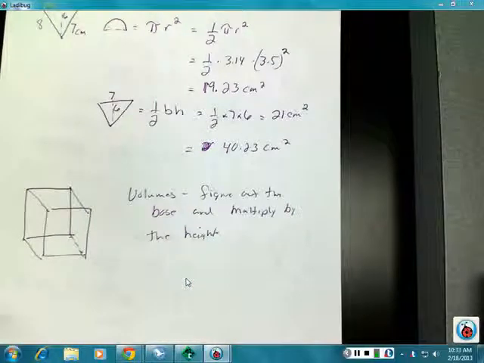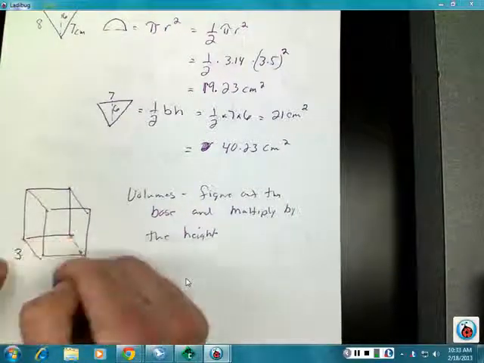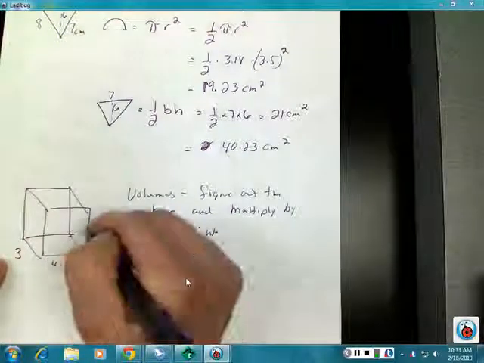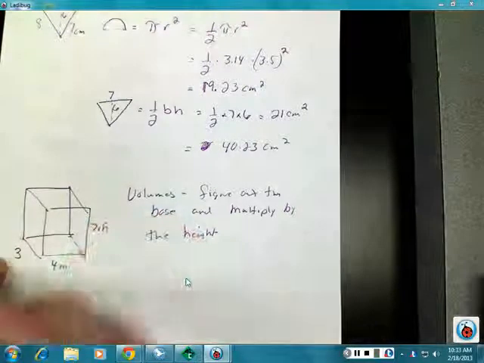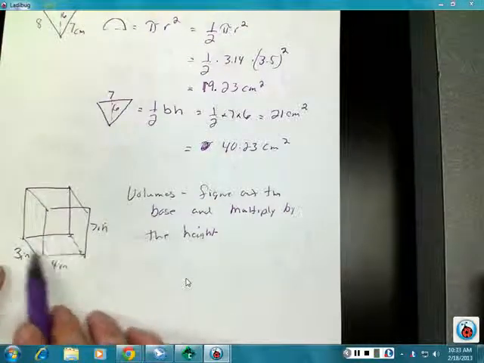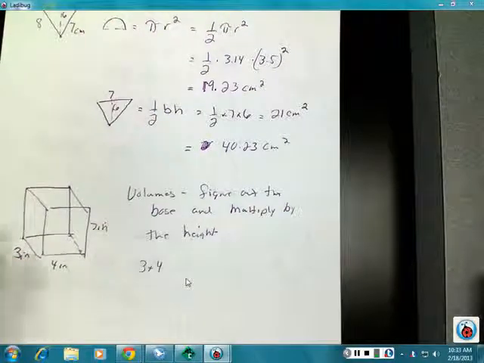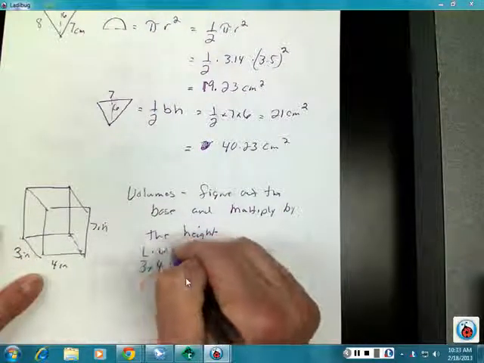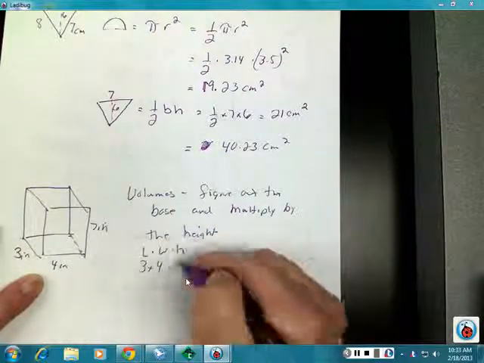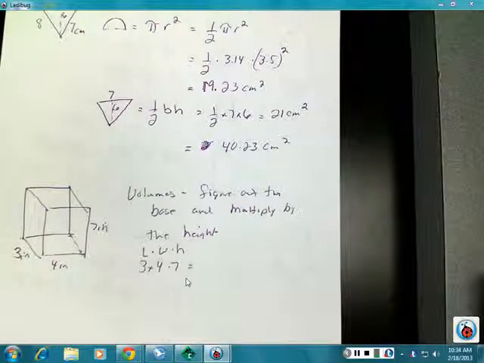So in the case of this one, what's the shape of my base? Well, my base is a rectangle. So if this is 3 inches by 4 inches by 7 inches in my measurements, what will come out of it for volume? The base is a rectangle, so that's going to be 3 times 4, because length times width times height, and the height is 7, so 3 times 4 times 7, what's that going to give you? 3 times 4 times 7.